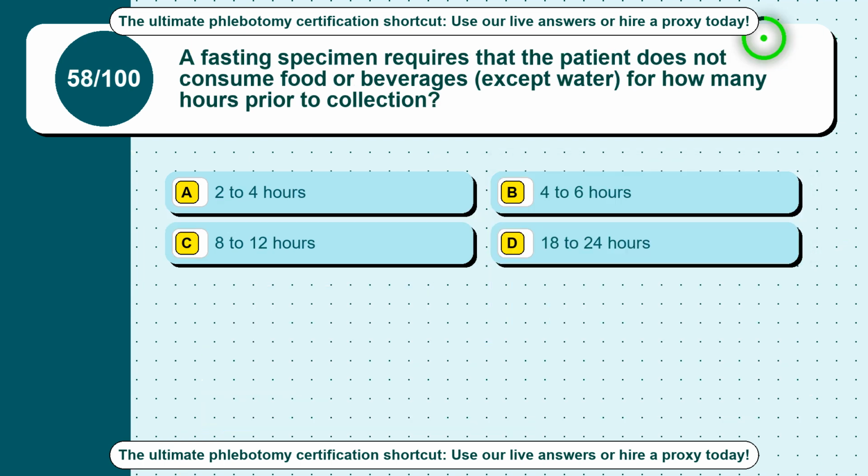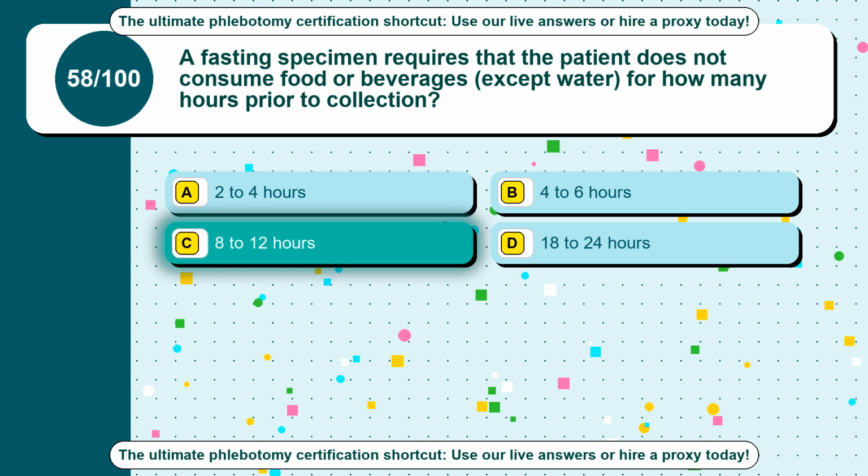Question 58. A fasting specimen requires that the patient does not consume food or beverages, except water, for how many hours prior to collection? Option A. 2 to 4 hours. Option B. 4 to 6 hours. Option C. 8 to 12 hours. Option D. 18 to 24 hours. The correct answer is option C.